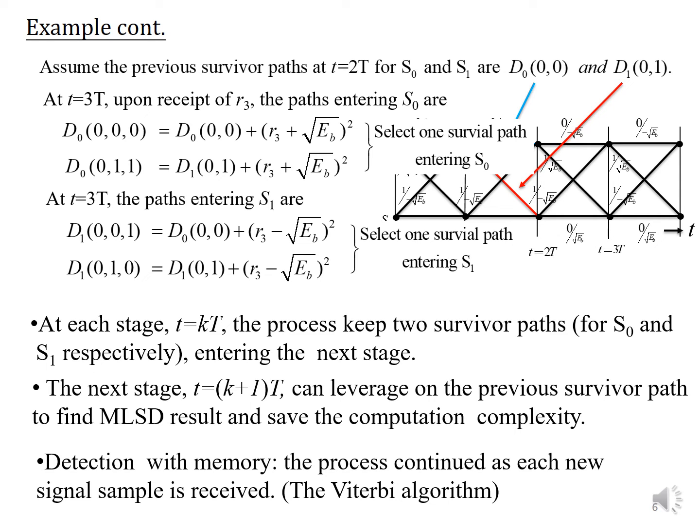Okay, so we can see that the detection is not symbol by symbol, but has to be based on the information of the previous symbols. Okay.